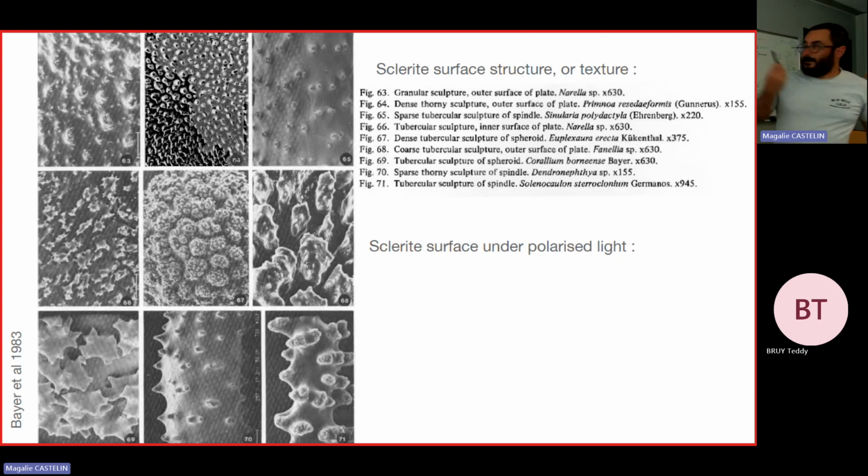And well, I'm sorry, I forgot to put the image, but the sclerite surface can show interesting diffraction patterns under polarized light. And this is a taxonomic character for some taxa. If you are interested, I can show you some pictures. I have them on my computer. I just forgot to put it in. So now, how do you get to these characters?